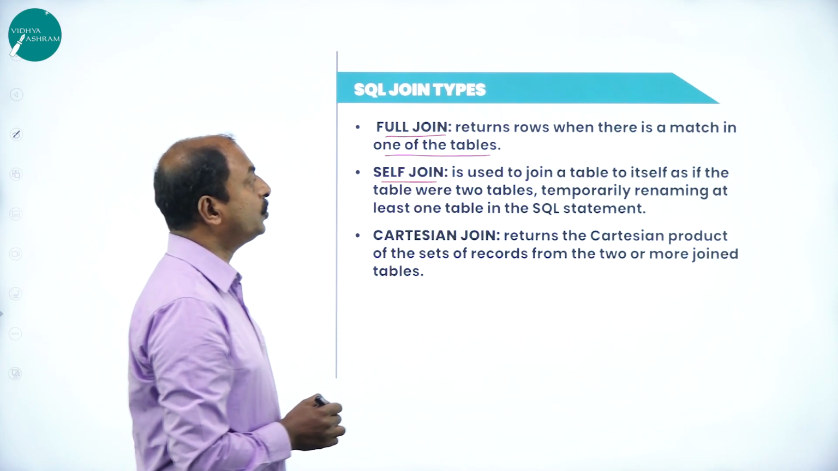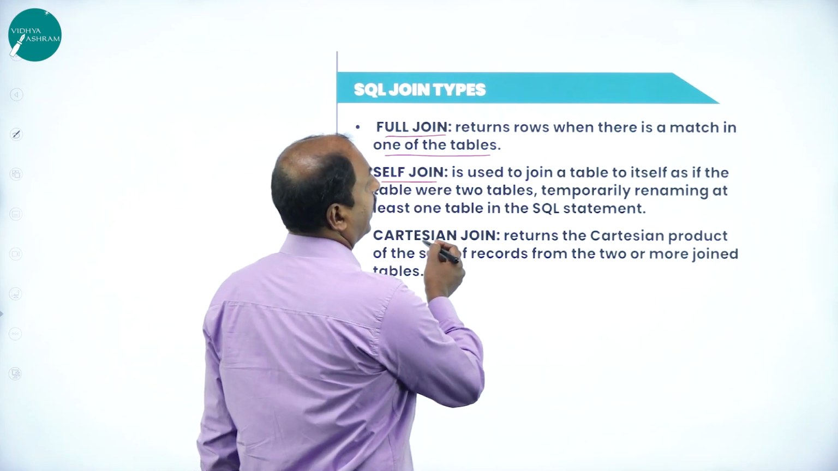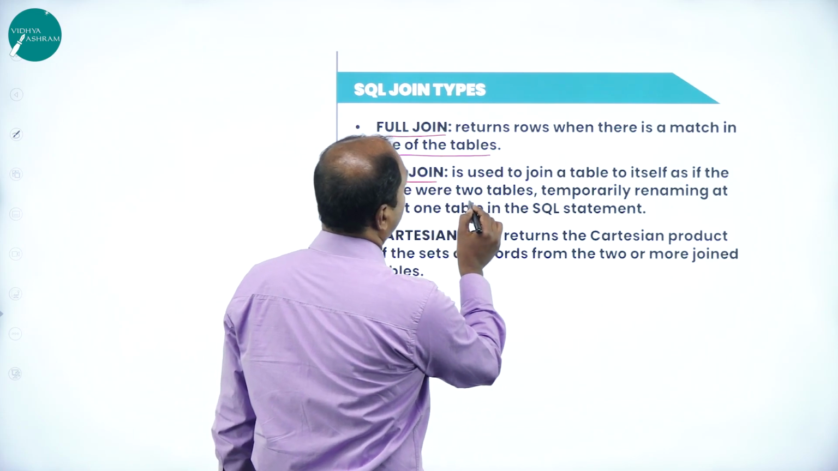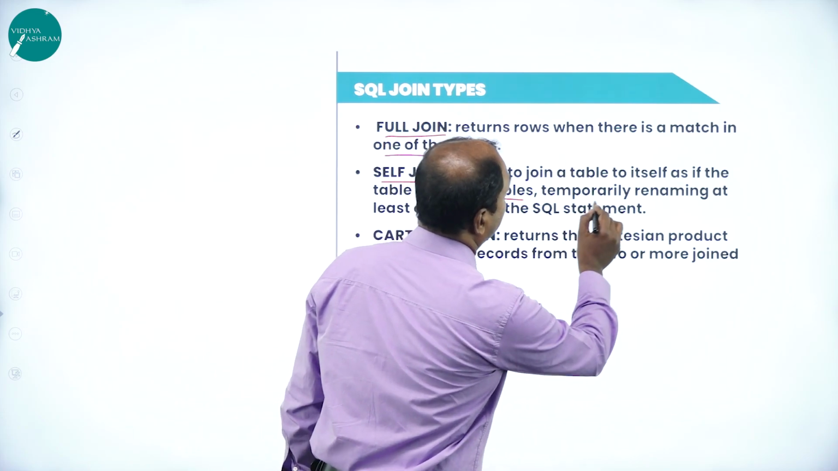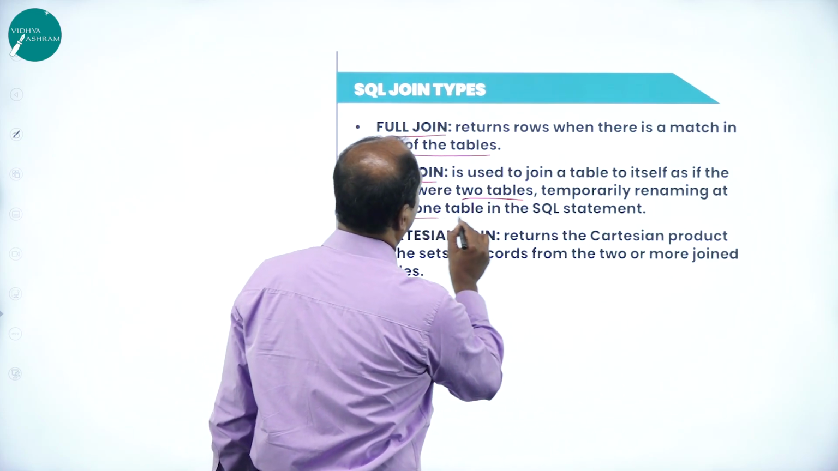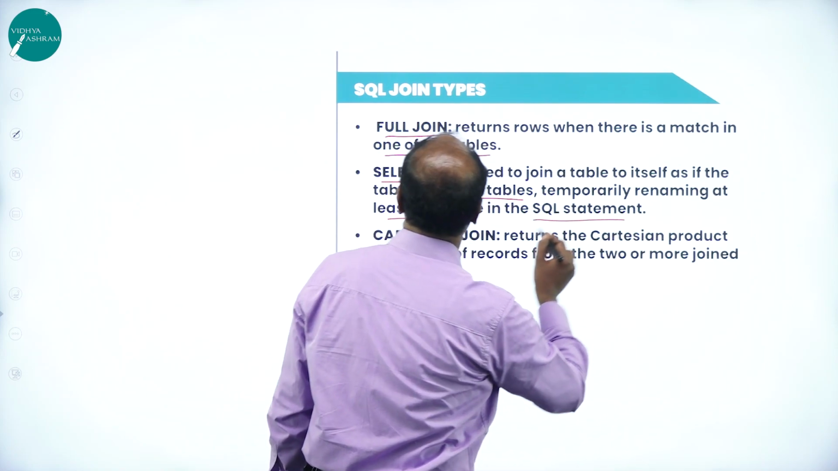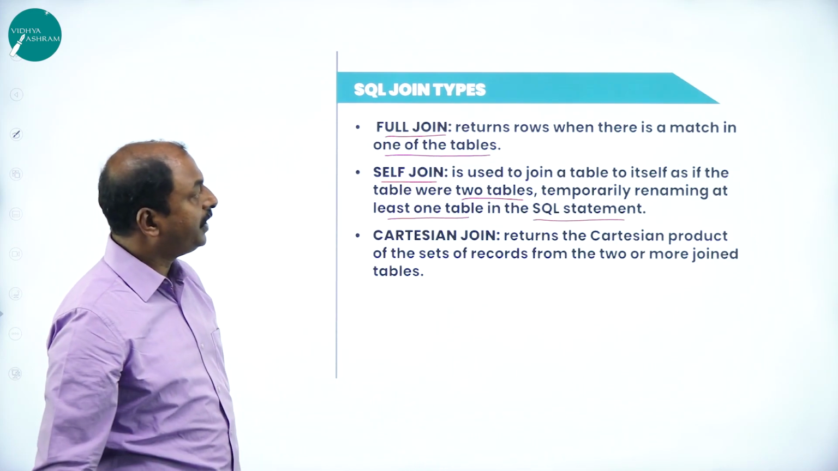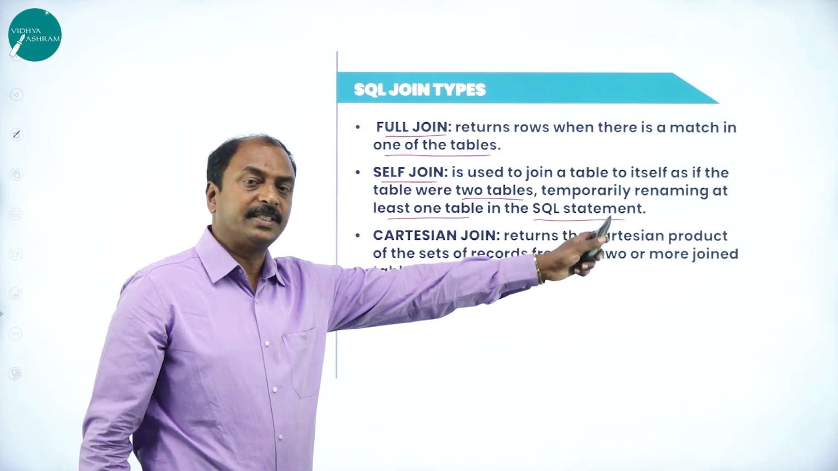This is used to join a table to itself as if the table were two tables, temporarily renaming at least one table in the SQL statement. So this is self join. It is used to join a table to itself.